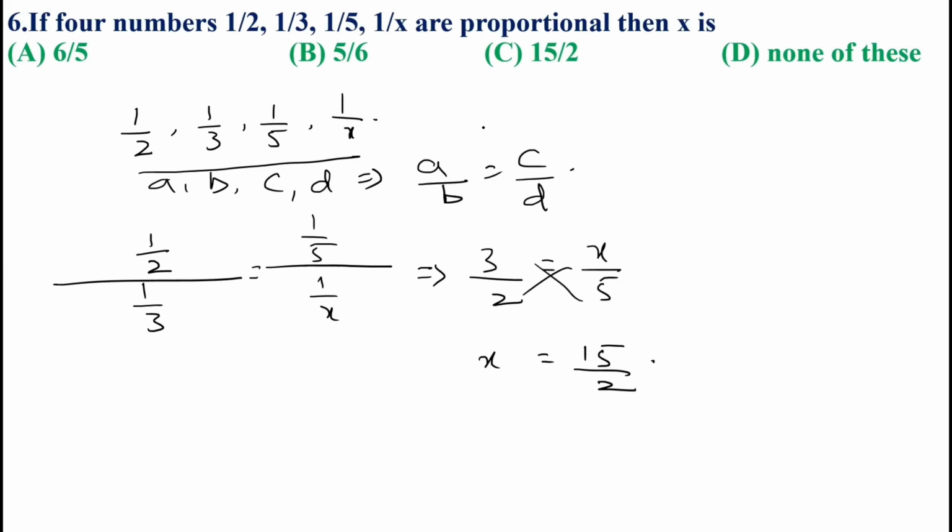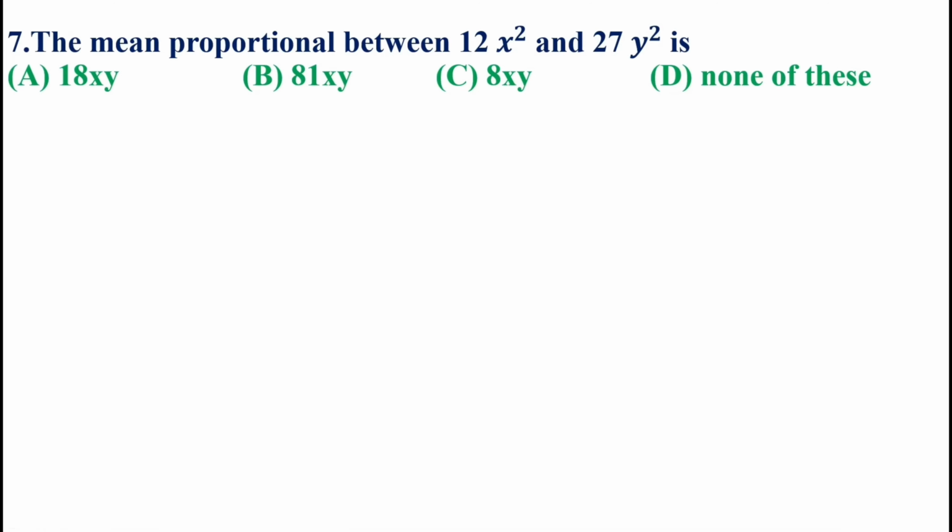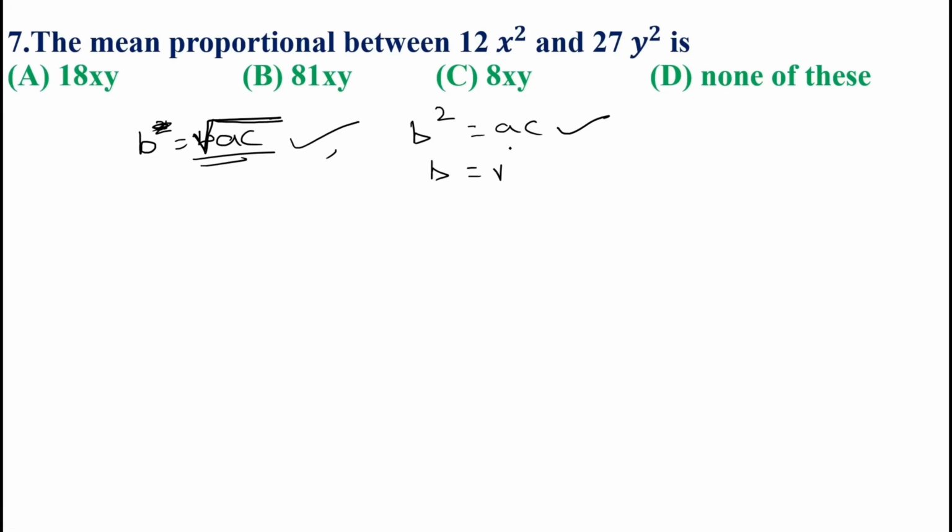Cross multiply. Then the answer is option C. Mean proportional means b square is equal to AC. This is the formula. So b is equal to root of AC, or b square is equal to AC. So A and C are this one. So find b.